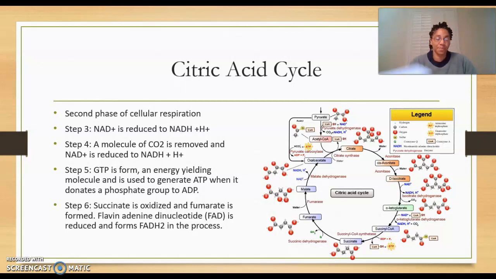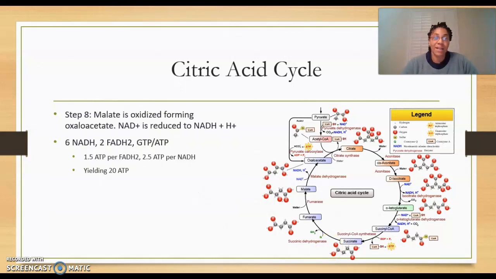So you have step 6. In step 6, succinate is oxidized and fumarate is formed, and in that process FAD is reduced to FADH2. This is driven by succinate dehydrogenase. Sorry if I mispronounced it. And lastly, malate is oxidized, forming oxaloacetate. NAD+ is reduced to NADH and H+. So in total, you have 6 NADH, 2 FADH2, and a GTP/ATP.